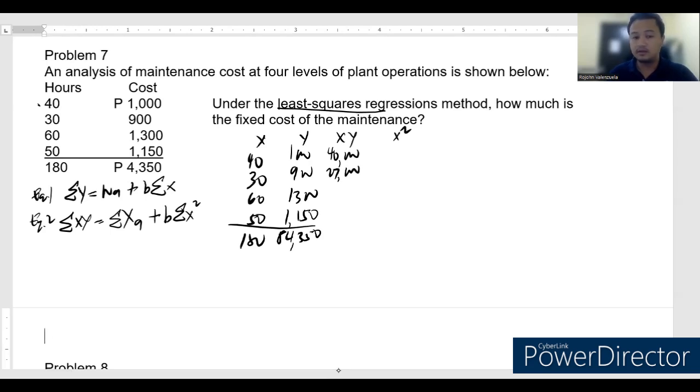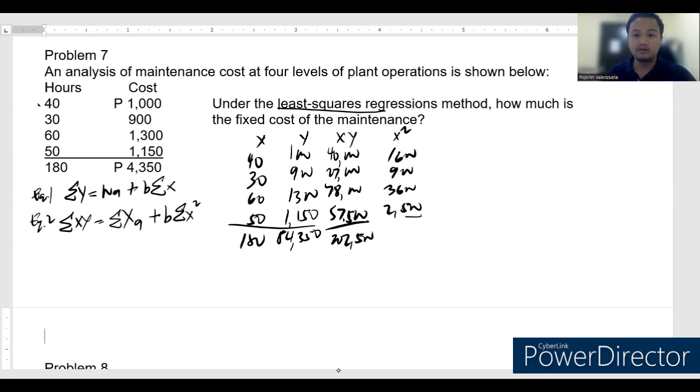27,000. 60 times 1,300, 78,000. 50 times 1,150, 57,500. So, the total is 202,500. Then yung x squared, tingin lang tayo sa x: 40 times 40, 16; 30 times 30, 900; 60 times 60, 36; then 50 times 50, 25.